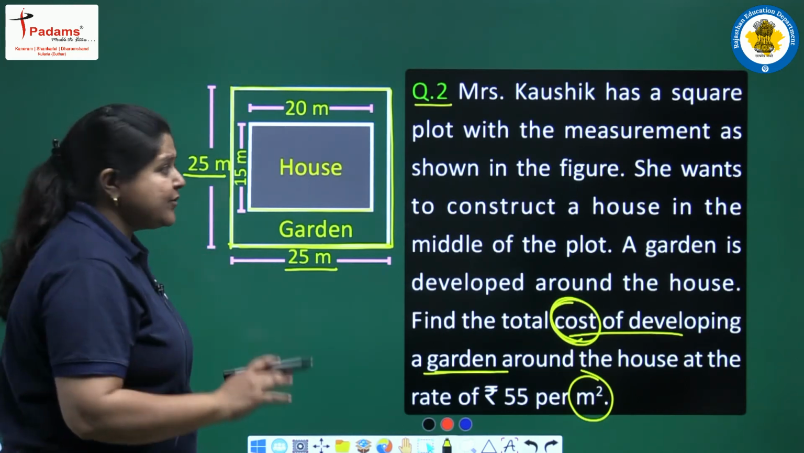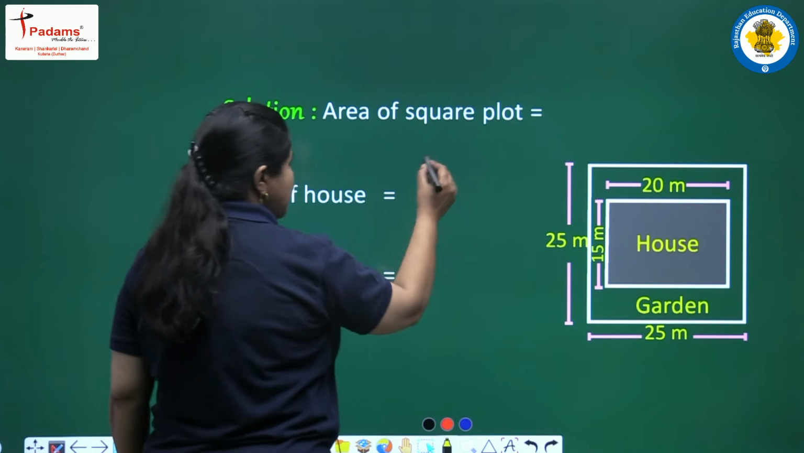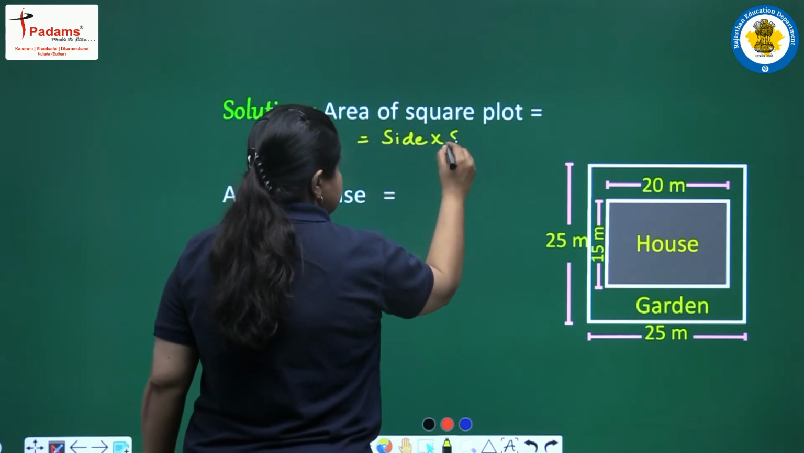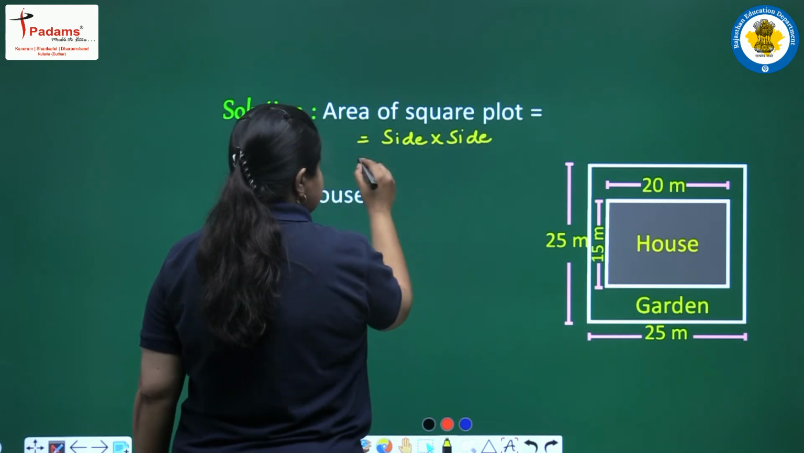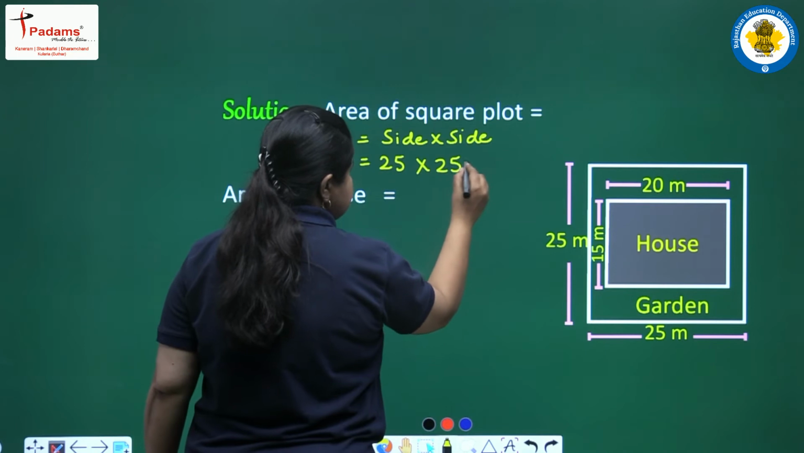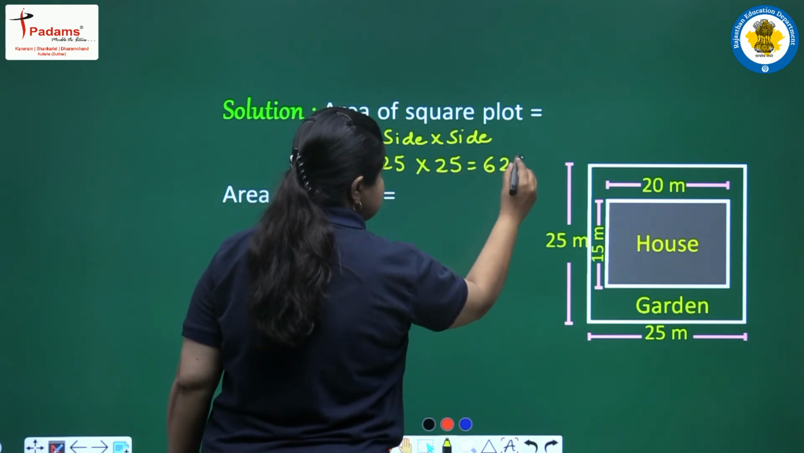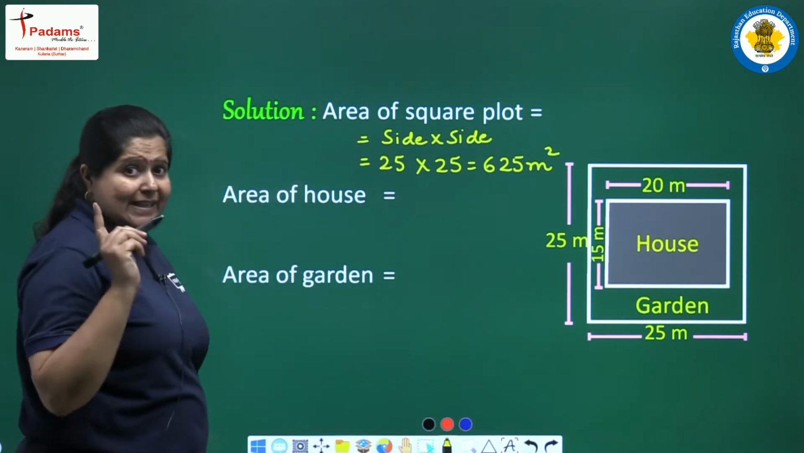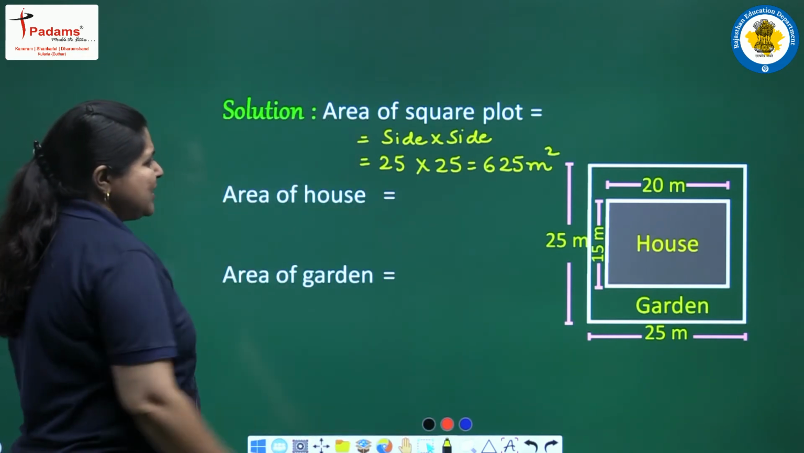So we begin the solution here. First, area of square plot, it is given by side into side, and we know the side is given as 25 meters. So 25 into 25, this will be equal to 625 meters square. I hope you have learnt the squares very well till now, and now we have been using it.